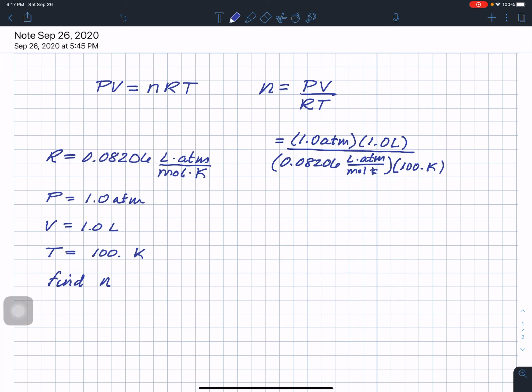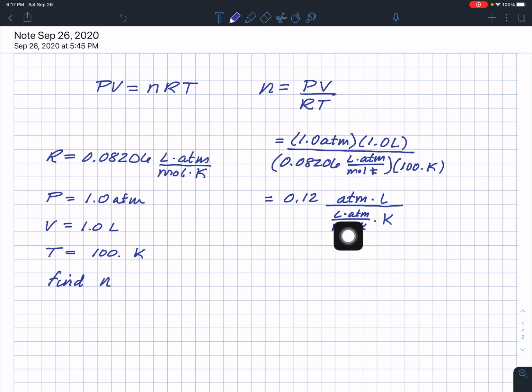Now, if we just do the math here, get rid of the numbers, which is not really the point of it, but we'll do that. I come up with 0.12, and then let's look at what happens with the units. So the units I have are atmospheres and liters in the numerator, and in the denominator I have a fraction, liter atmospheres over moles times Kelvin, and Kelvin.